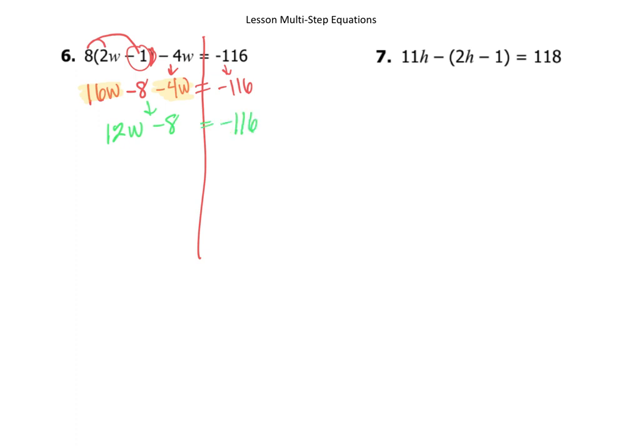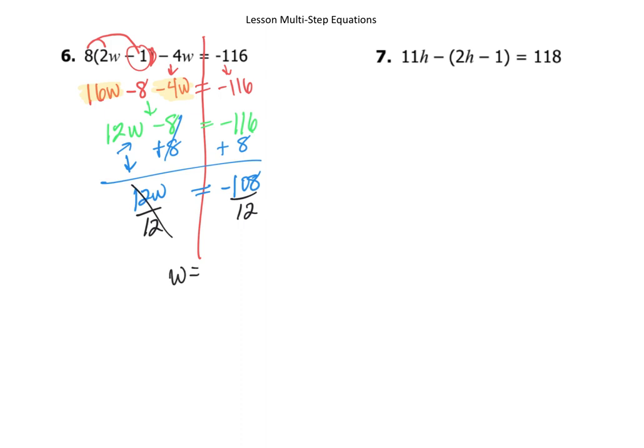Okay, we're to the two-step solving process at this point. We want to get w by itself. We move any addition or subtraction first. So we're adding 8 to both sides. Bring down our 12w. Negative 116 plus 8 is negative 108. Okay, the last step, we divide by the number in front of our variable. So we're dividing both sides by 12. W is equal to negative 9. And we're wrapped up there.